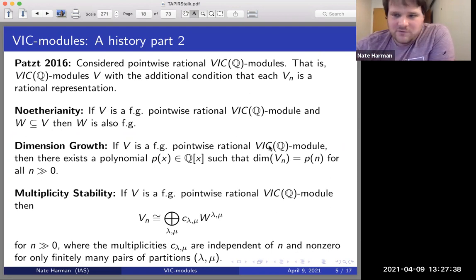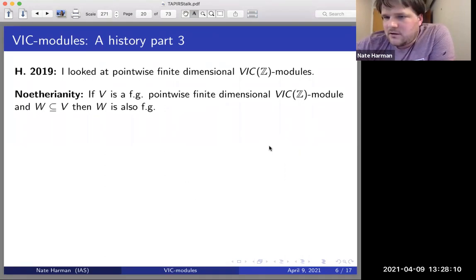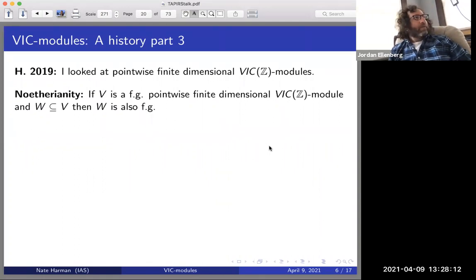So with that in mind, that motivates some work I did a couple years ago. I looked at pointwise finite dimensional VIC Z-modules. So pointwise finite dimensional is what it sounds like. Each of the VNs in my sequence of representations is going to be finite dimensional. And the results in that work were as follows.